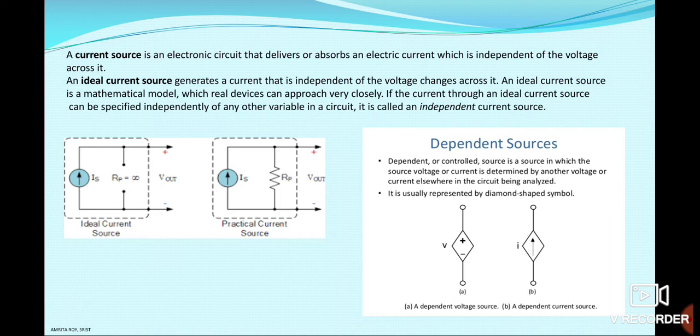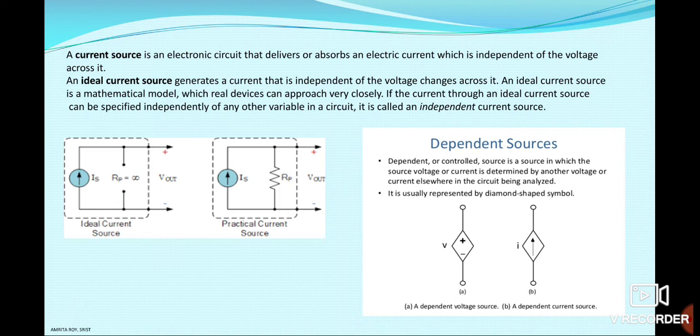Next is the current source. A current source is an electronic circuit that delivers or absorbs an electric current which is independent of the voltage across it. An ideal current source generates a current that is independent of the voltage changes across it. That is, an ideal current source is basically a mathematical model which real devices can approach very closely.